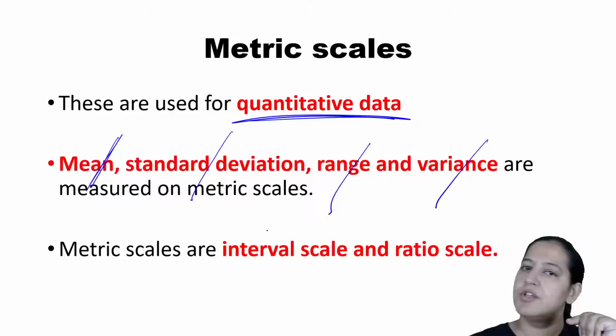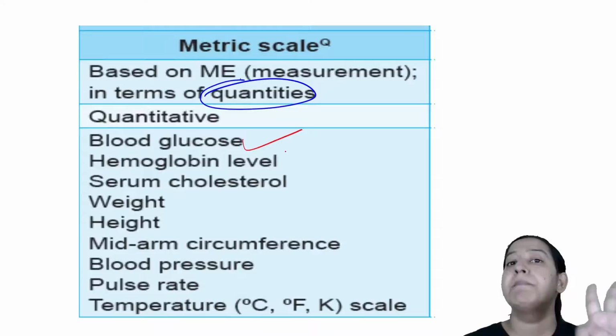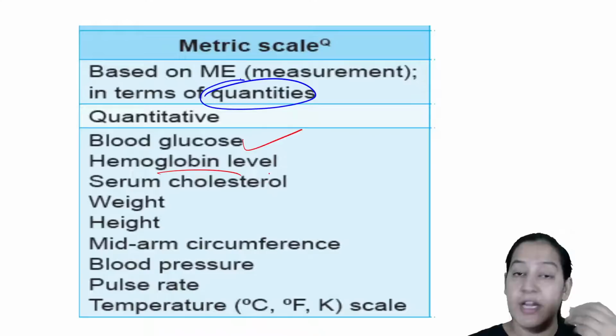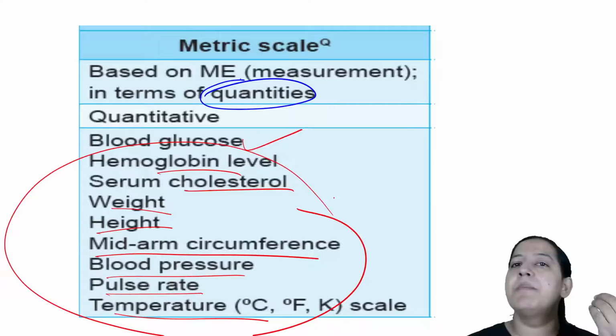I will tell you the meaning of all these; you will find out in subsequent lectures. On a metric scale we can measure quantities. For example, we can measure your blood glucose level, it will be a number. Hemoglobin, it will be a number. Serum cholesterol, it will be a number. Weight, height, MAC, blood pressure, pulse, temperature. All of them will be a number. That's why they will be measured on a metric scale.